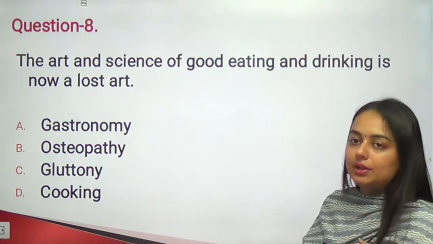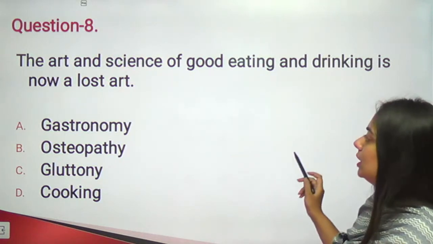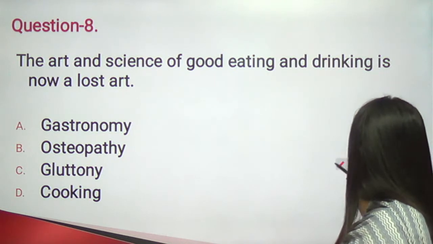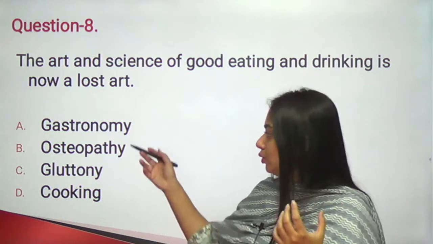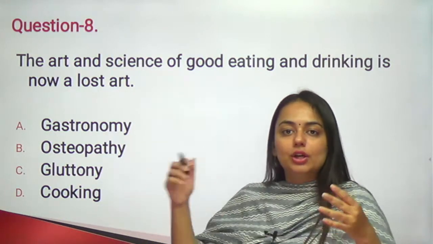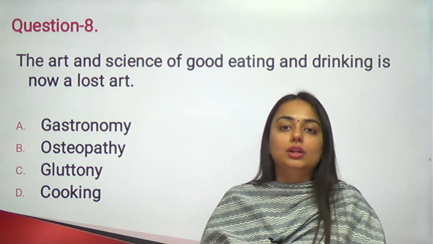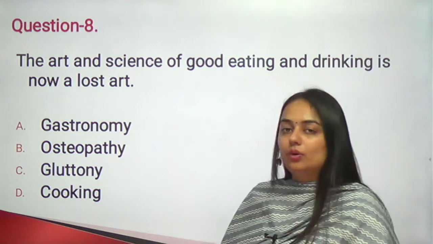Moving on to the 8th one. The art and science of good eating and drinking is now a lost art. So at the starting of the class, I told you if there are very new kind of words for you in the options, try to break them. Try to find out the root words and their meaning and then guess the right word. Let us see if you'll be able to break these words and find out the right answer.